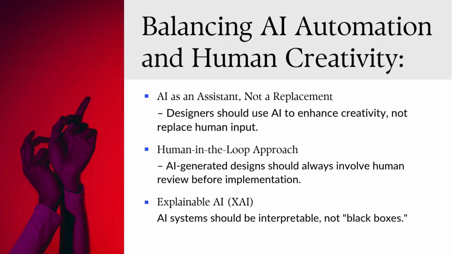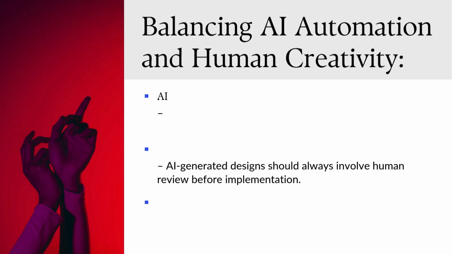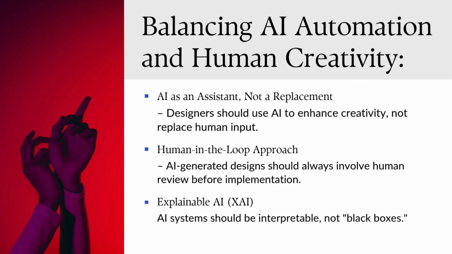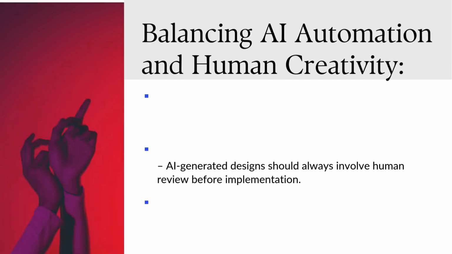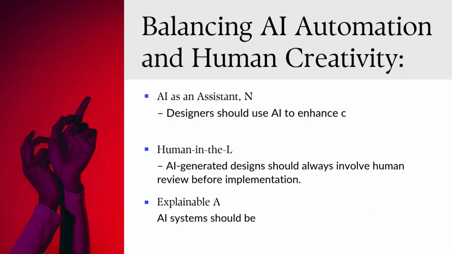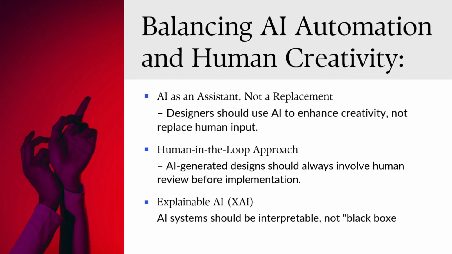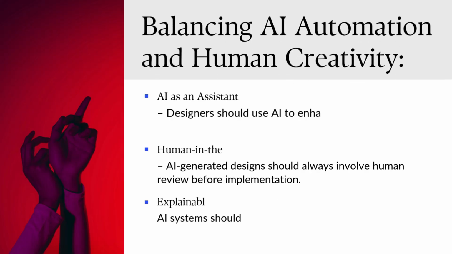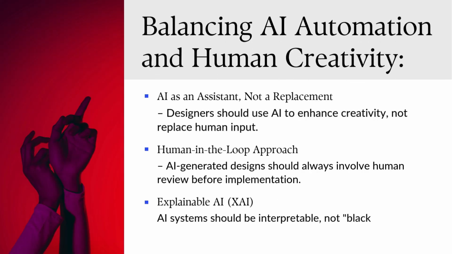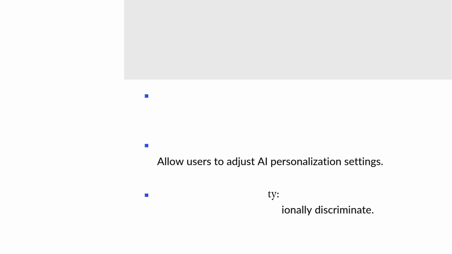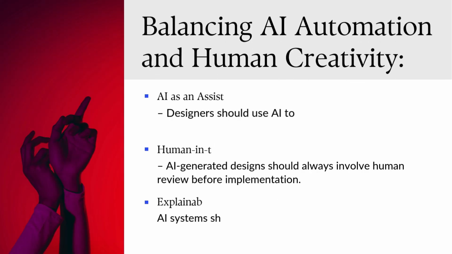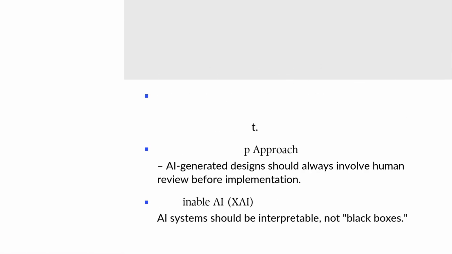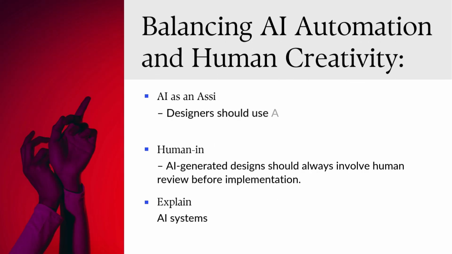Next is the human-in-the-loop approach. With this, it means that AI-generated designs should always involve human reviews before implementation. Next is what we call explainable AI. With this, AI systems should be interpretable and not black boxes.